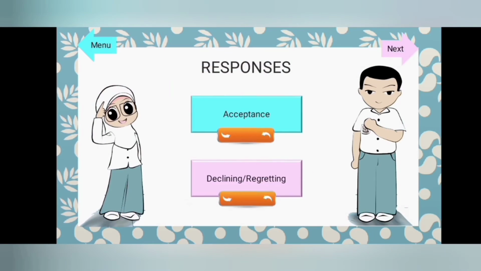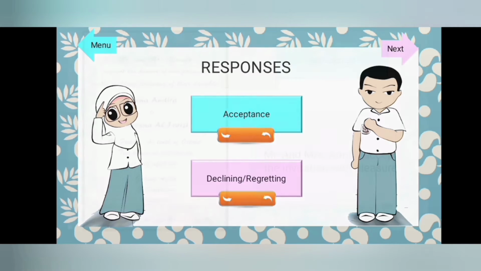There is still 1 point more, okay? That is responding to the formal invitation. If we are invited to an event, we have to tell whether we can come or not. Now, how is the way to respond to it? Let's take a look at the slide again. The first one is acceptance. It means that we can come to that event.